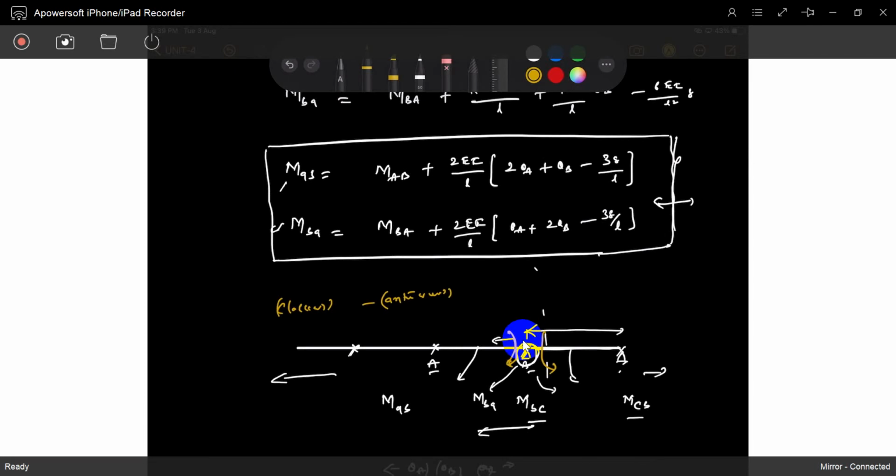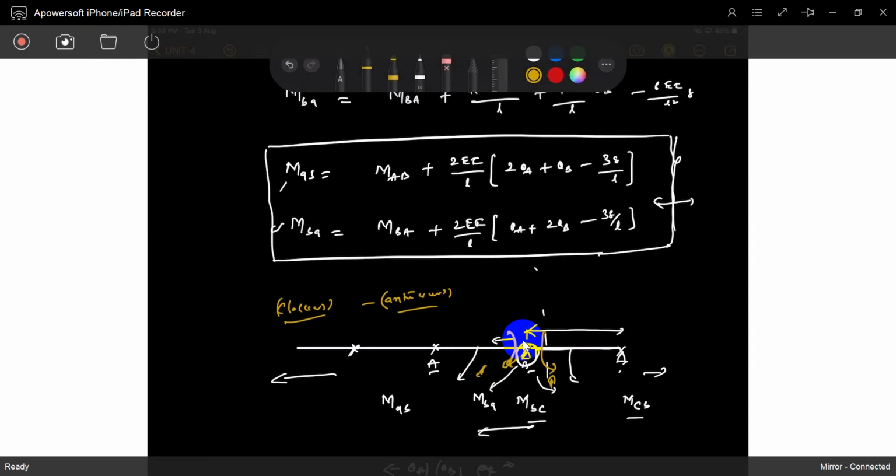Okay, are understood? So see, this is clockwise, this is anti-clockwise. Both experience a hogging moment. Are understood? Both are hogging moments. But one is positive, one is negative. If you take clockwise as positive, anti-clockwise is negative. But both experience the hogging moment, and it will give only one moment.